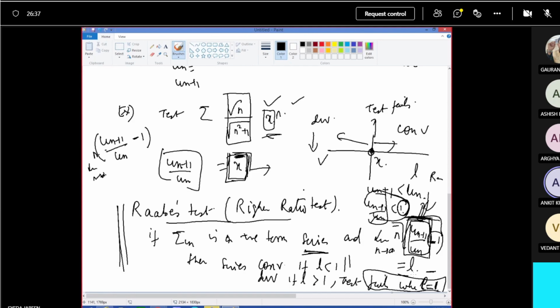Ma'am, in Raabe's test, is the whole term equal to L or only the ratio is equal to L? The whole term is there. Follow this here.